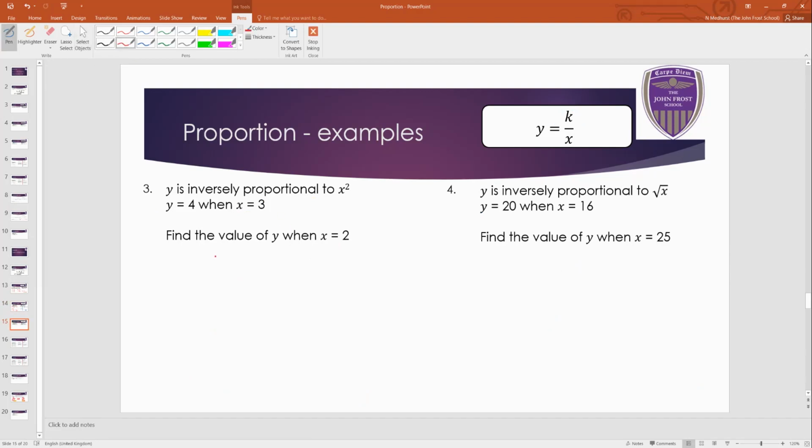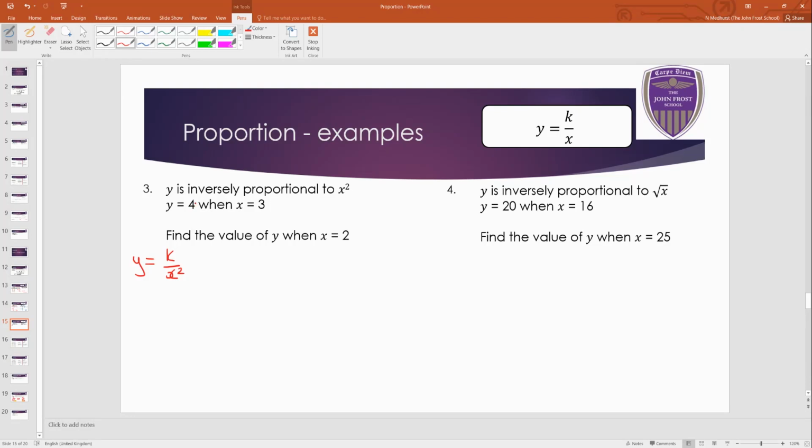Okay, next example then. Press pause again and copy number 3 down, please, and press play when you're ready to go through this one. This time you'll notice it says y is inversely proportional to x squared. When it's inversely proportional to x, we say y equals k over x. If it's inversely proportional to x squared, we have to replace this with x squared. So we're going to say now y equals k over x squared.